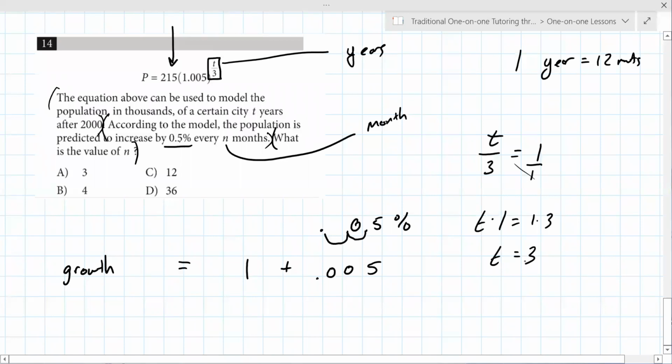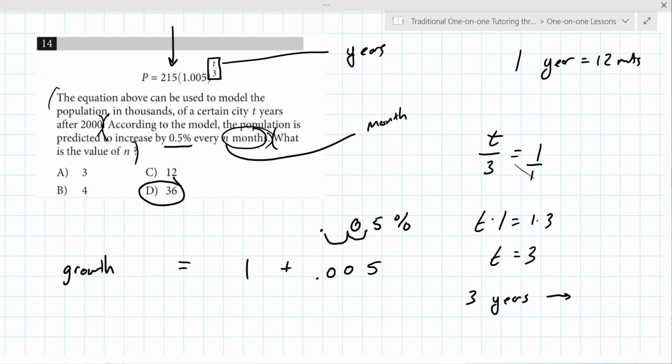So when T equals 3, in 3 years, the exponent is 1, and that's when it goes up by 0.5%. So it goes up by the growth rate when the exponent is an integer. Okay. So 3 years, but it's not 3. Why isn't it 3? It's because it's in months. So whenever you get A as your answer, you should really check yourself. So, well, is it really A? No, we want to convert this to months, which is 36. That'd be D. Good.